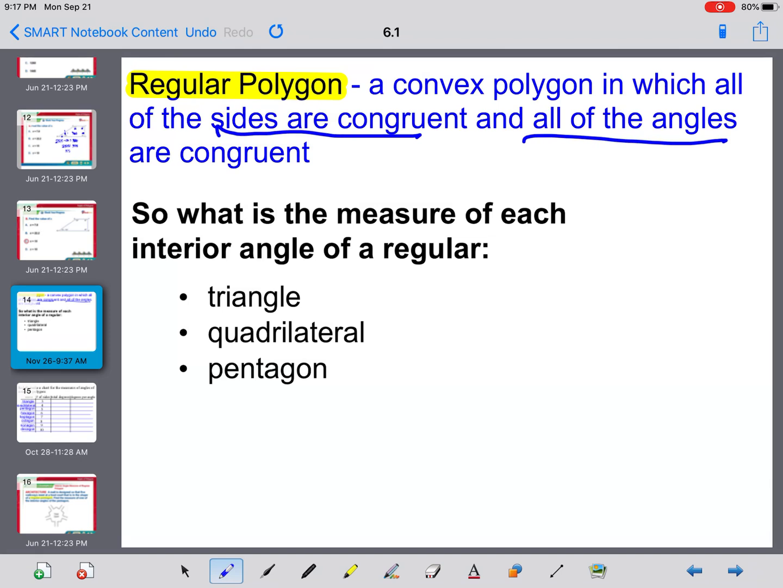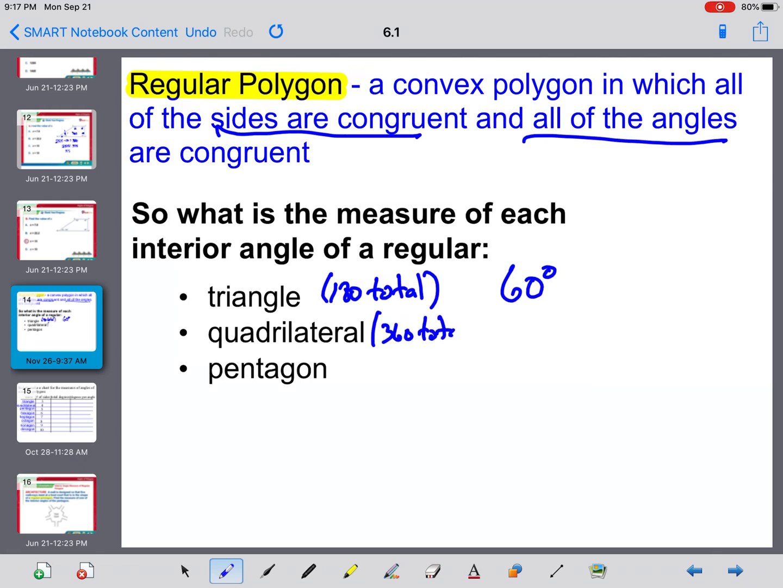So what is the measure of each interior angle of a regular triangle, quadrilateral, pentagon? Well, remember, a triangle has to add up to 180 total, right? I'm just going to put that in parentheses, 180 total. So since there's 3 of them, they're 60 degrees each. We already knew that. We called it equiangular when we did it.